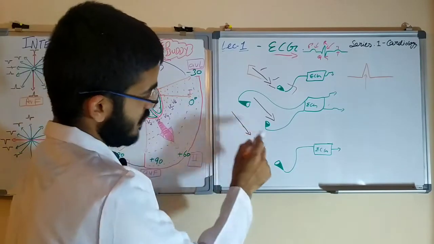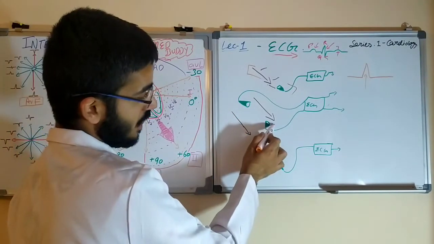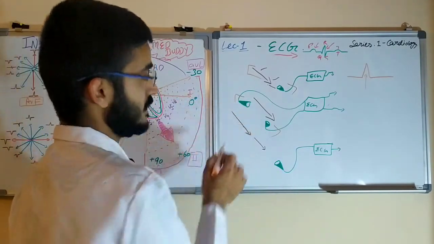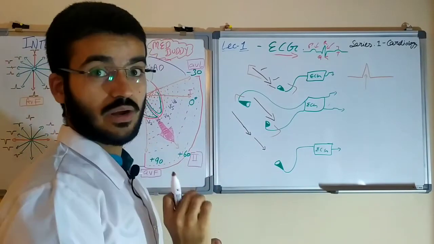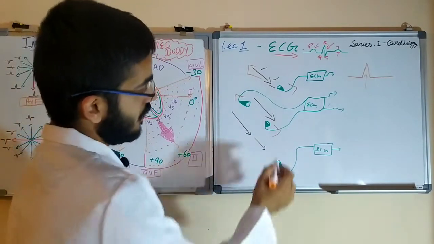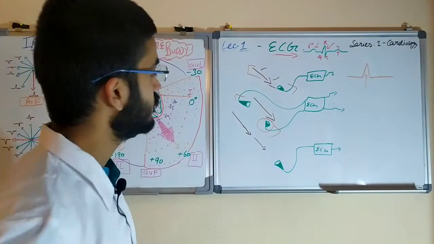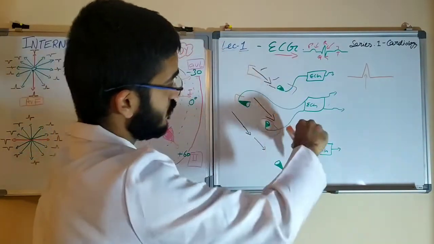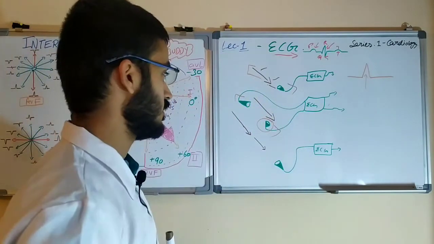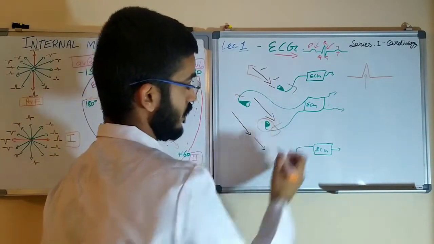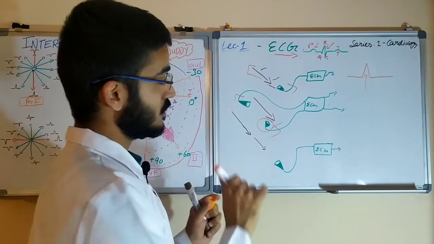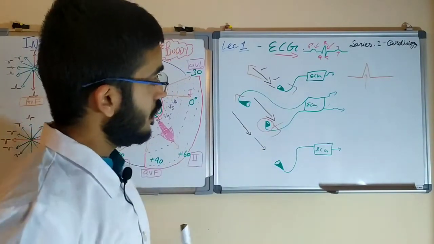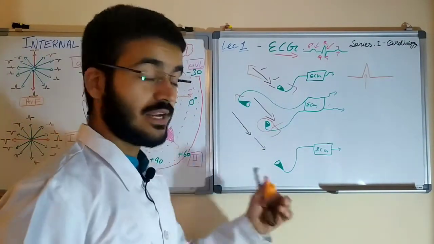Now here is the same vector, but now the leads are placed facing it from a different direction. Let's discuss this lead first. The vector is perpendicular to the direction of the lead. So how is it going to be received by the lead? For understanding this, let's imagine a car.